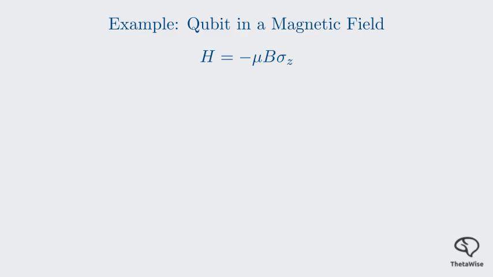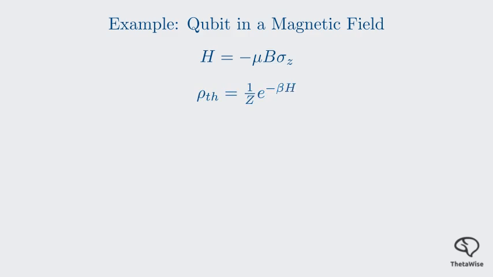Let's say the qubit is in a thermal state at temperature T. The density matrix for this thermal state is rho_T equals 1 over Z times e to the power of minus beta H.